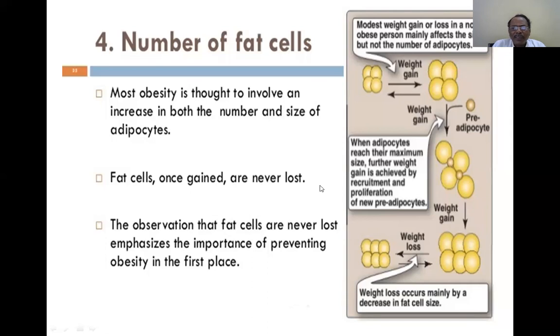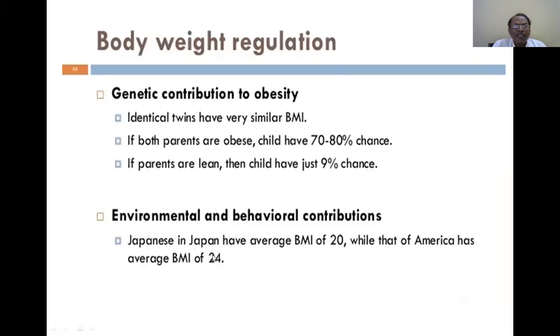In the new experiments, there is evidence that they can be, but with great difficulty. The observation that fat cells are never lost emphasizes the importance of preventing obesity in the first place. Body weight regulation, genetic contribution to obesity.